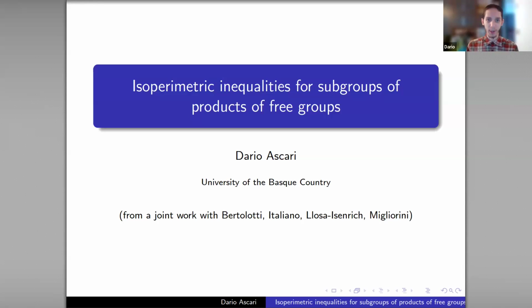I will talk about isoperimetric inequalities for subgroups of products of free groups, from joint work with Bertolotti, Italiano, Iosa-Isenrich, and Migliorini. And so what I will do is first briefly introduce the Dehn function, recall the main facts about Dehn functions.